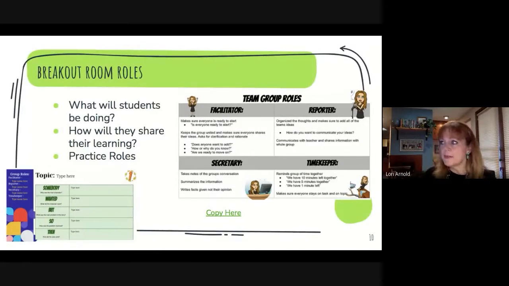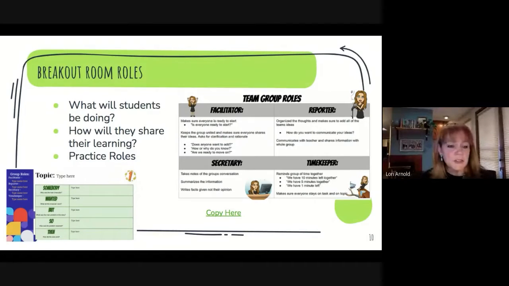So the other thing, just like you would do when you are setting up your expectations at the beginning of any school year with students, you're going to set up your expectations for the small group. You're going to introduce them to their group roles and what the expectations are for each person who is doing whatever role they are assigned, and however you choose to assign them.